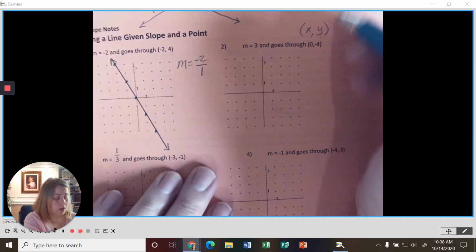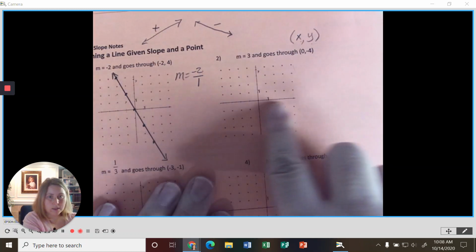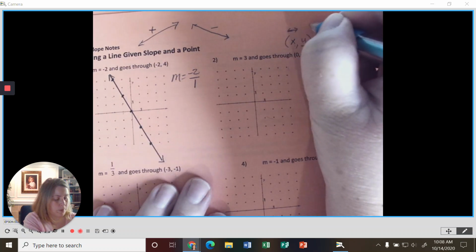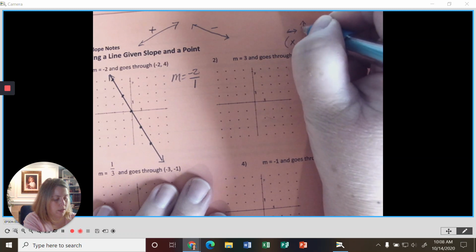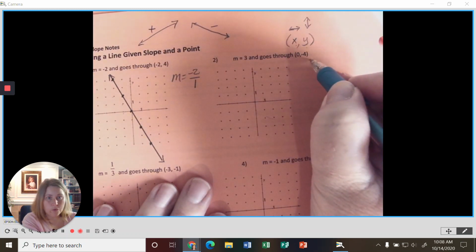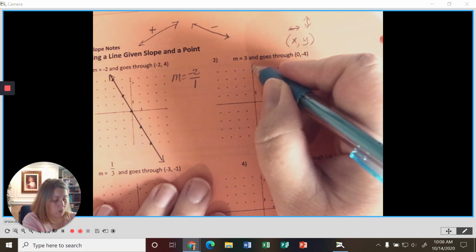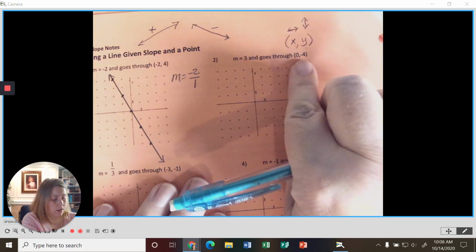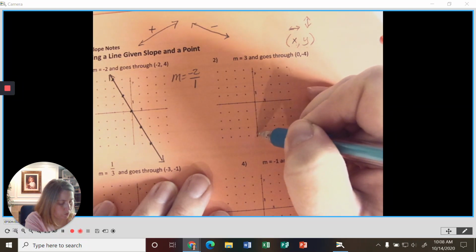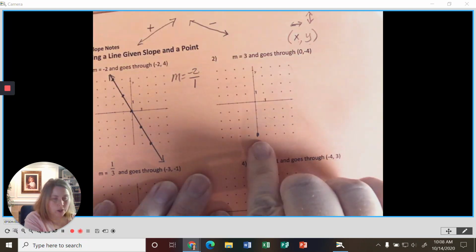So remember, our x-axis runs left and right. The first value always tells us whether we're going left or right. The second value tells us whether we're going up or down. So (0, -4) means we don't go left or right. We stay right on the y-axis. And the -4 tells us to go down 4. 1, 2, 3, 4. So that's our starting point.